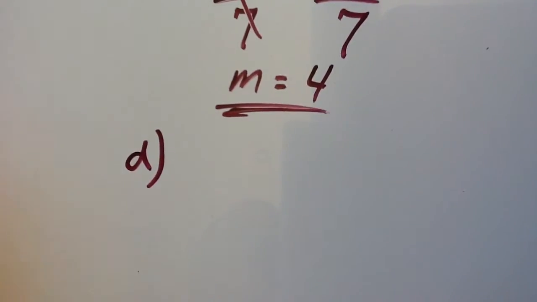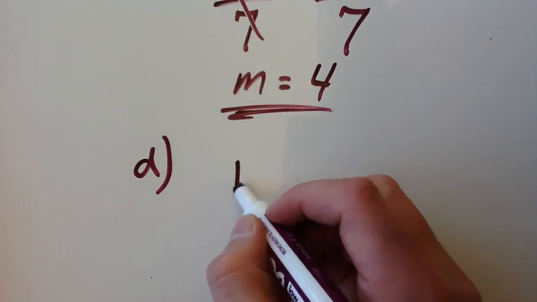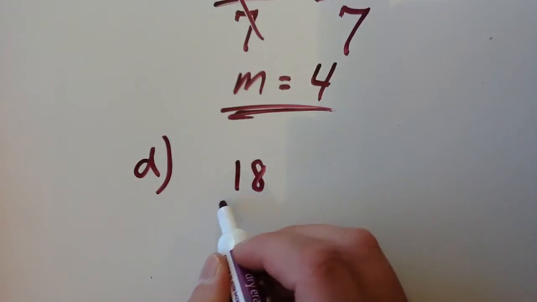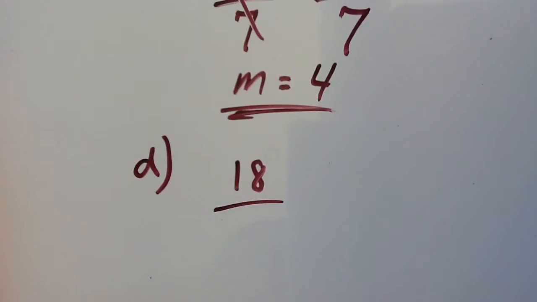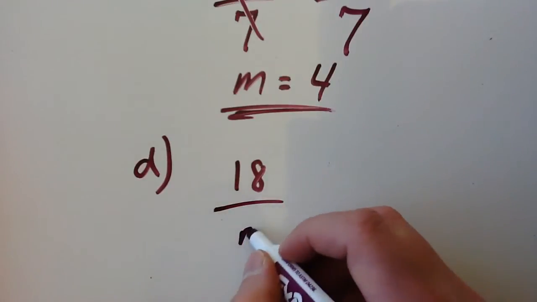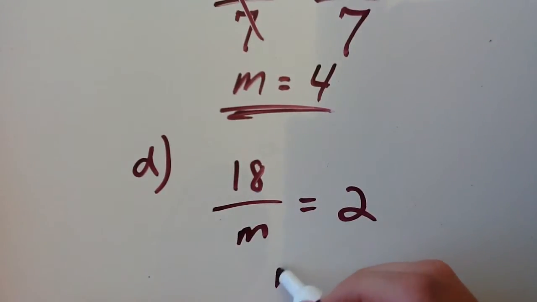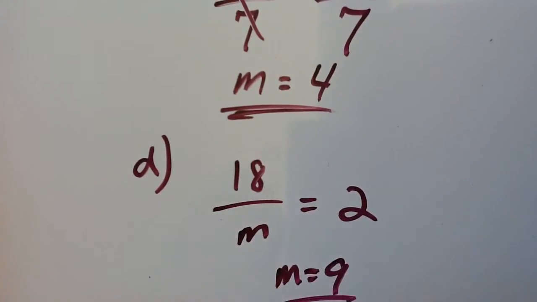The last one I need to check is D. In D I have 18, and there you see that diagonal, that means divided by, which again I can write as a horizontal fraction bar. 18 divided by m equals 2. So here what I'm looking for is 18 divided by what is 2? Well, here m would be 9. Right? 18 divided by 9 is 2.